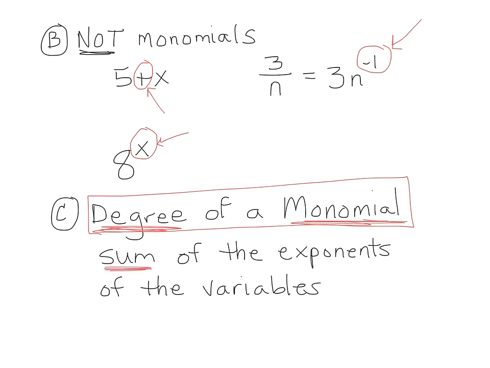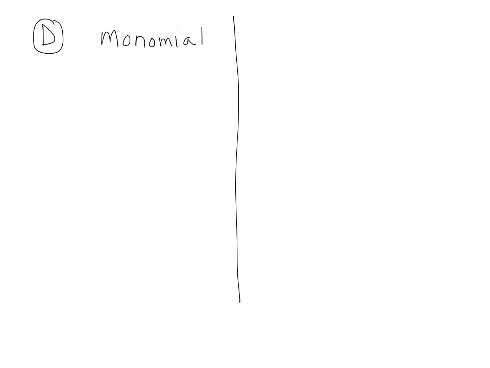What sum means? Sum means add, right? And you're going to add up the exponents of the variables, and that will give you the degree. All right? Let's try some examples. So here we go. Let's make a little table. And at the top we'll say monomial. And on the other side we'll find the degree.